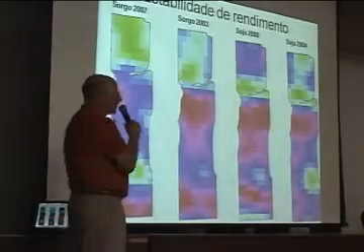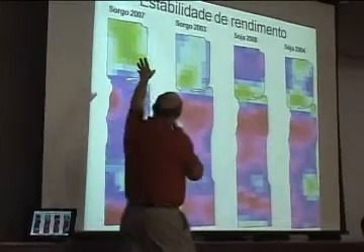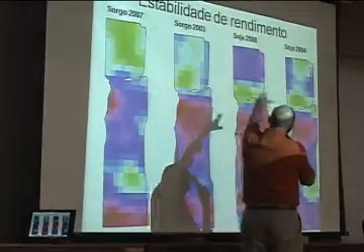Here's another example of another field where this was done. This is one of my brother's fields, and so we have 2 years of sorghum, 2 years of soybean.